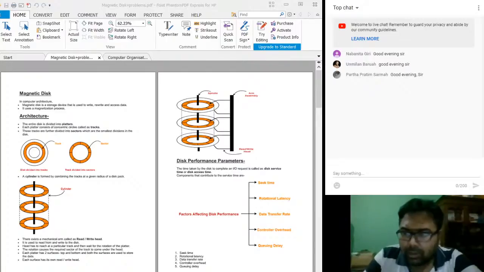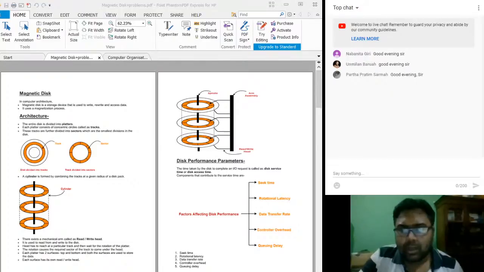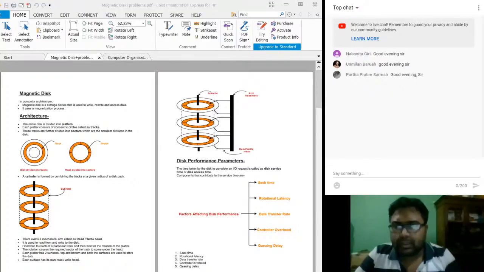Good evening everyone. So in this session we'll cover some of the basic problems for your magnetic disk, so we will continue from magnetic disk itself.